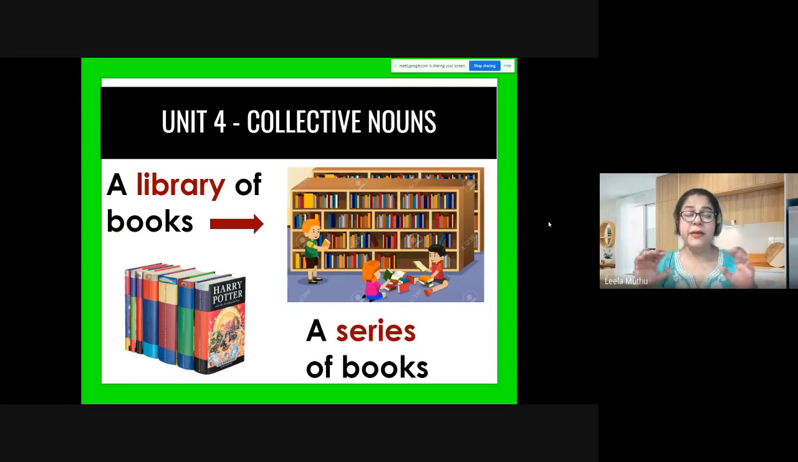Like I told you, when a place has a whole lot of shelves with many different types of books of different genres and stuff like that, you call it a library of books. But when you have books written by the same author, having the same characters and many different stories based on that particular character, you call it a series. Okay, like for example Harry Potter. And then you have the Lord of the Rings. So many books were written by Tolkien. Okay, and you have so many stories based on the same character.